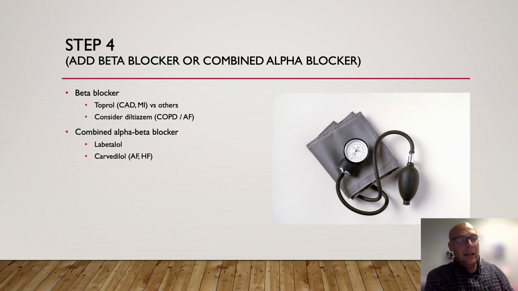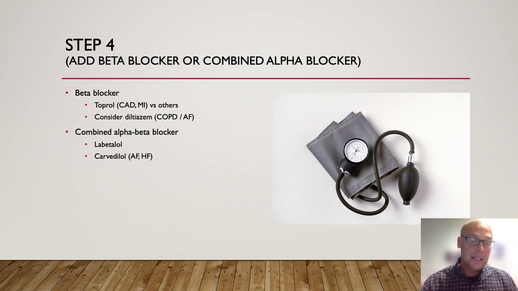Next, you can add another beta blocker or a combined alpha blocker. So if you don't have Toprol on there, you can add it, especially if they have CAD or an MI or others. You can consider adding diltiazem if they have a history of COPD or AFib. Another one, though, is you can combine beta-1, beta-2, and alpha blocker, such as labetalol or carvedilol. Those are the ones that you can add on top of that.